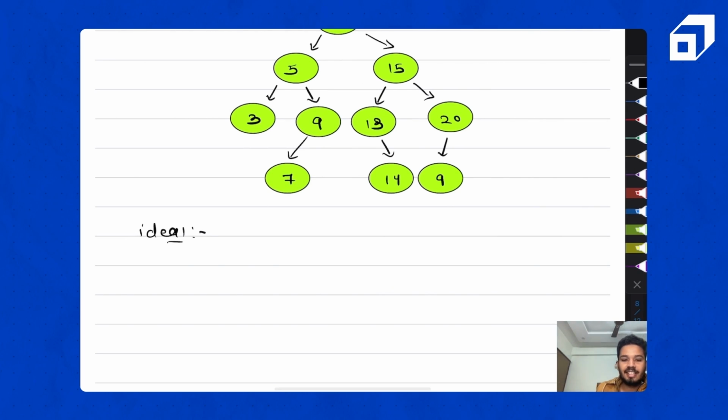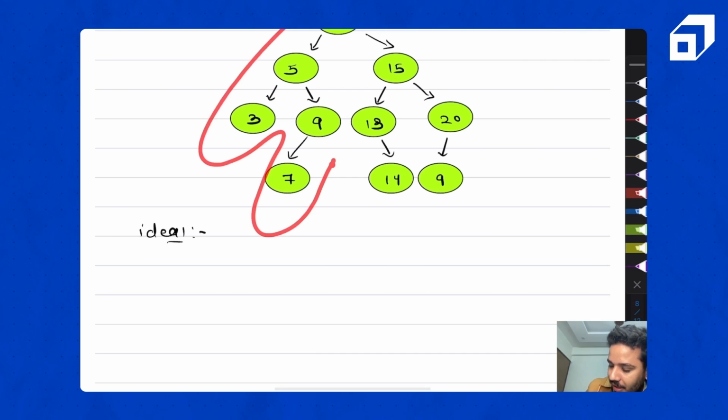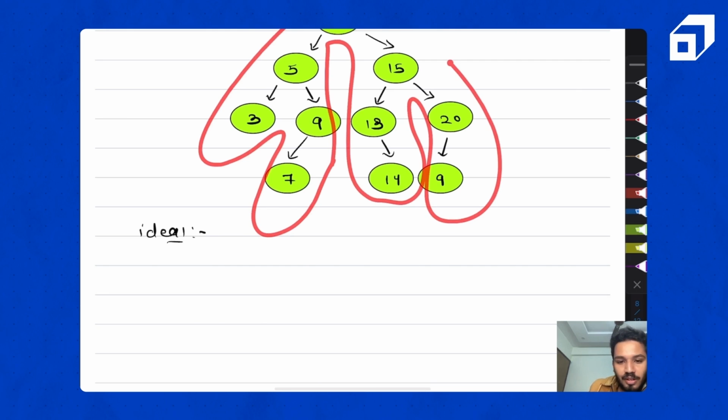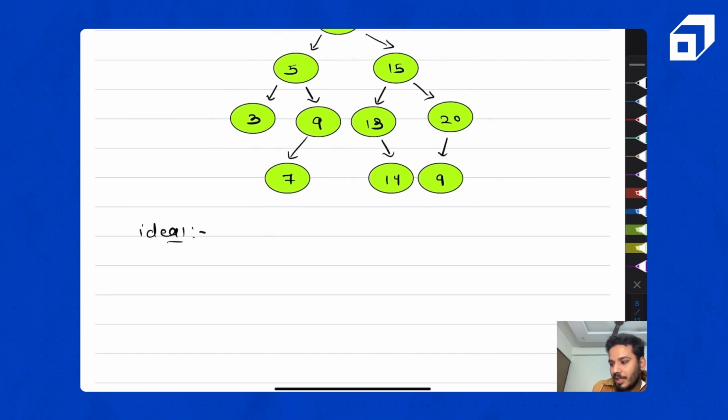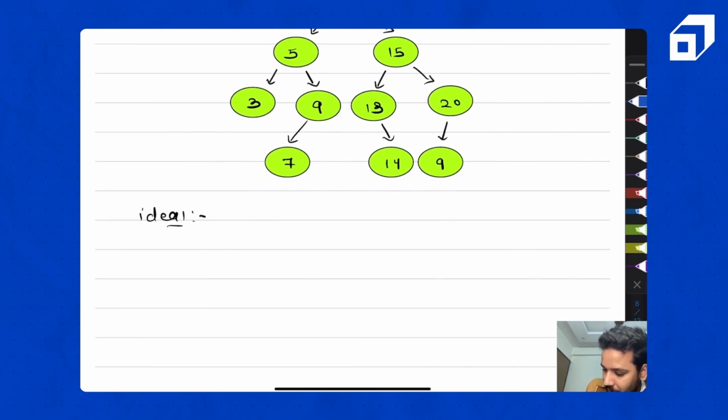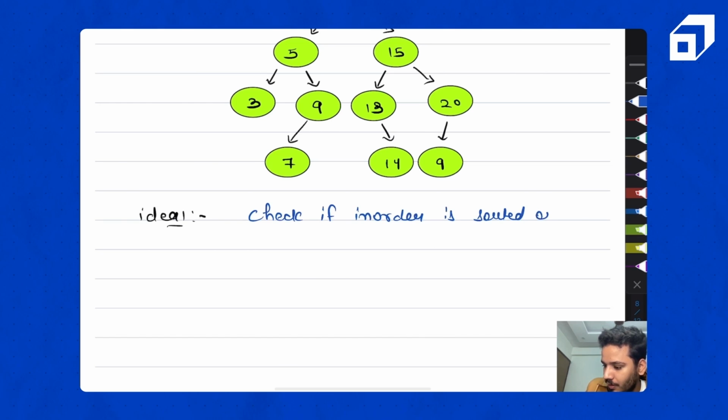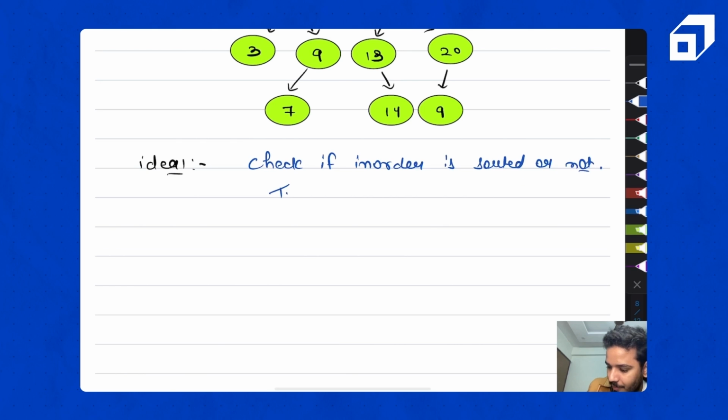So the first idea is simple. We know the in order of a BST is sorted. So first thing is we can do the in order of this binary tree, and if this in order comes out to be sorted, then we can say it's a BST, otherwise not. So first is check if in order is sorted or not, which will require time complexity of order of n.